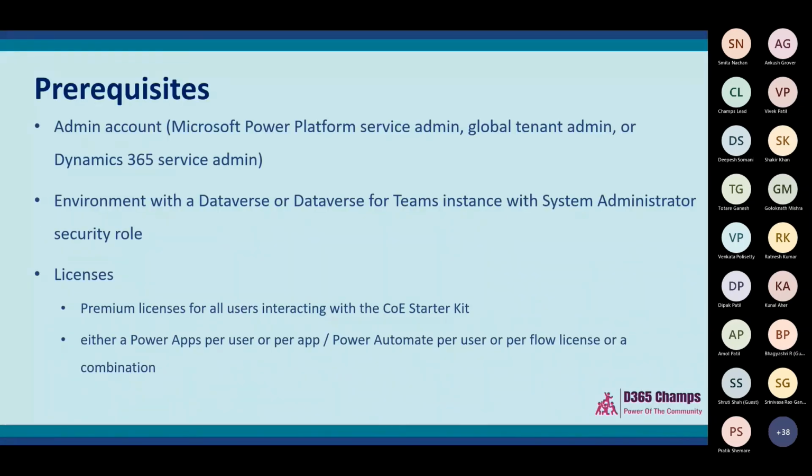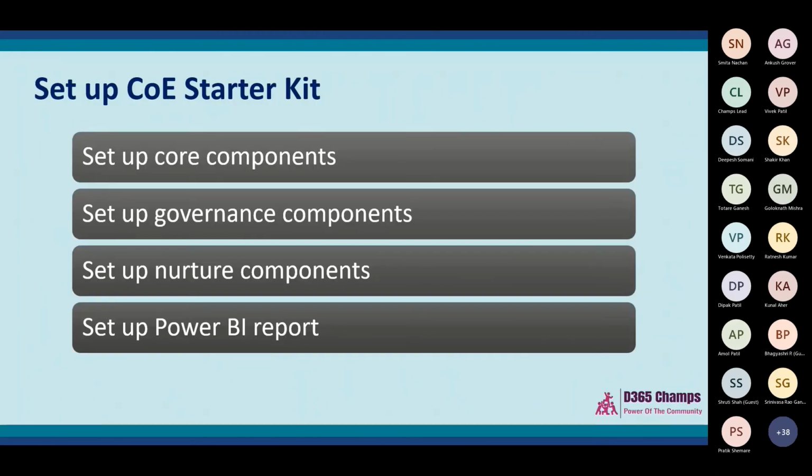And then the prerequisites are that we should have the admin account, and we should have the environment with Dataverse or Dataverse for Teams at least. On the licensing part, at least we will need a premium license for all the users who are interacting with the COE starter kit. So it could be either a Power Apps per user per app or a Power Automate per user per app kind of license. And then quickly we can set up the COE starter kit by downloading those zip files.